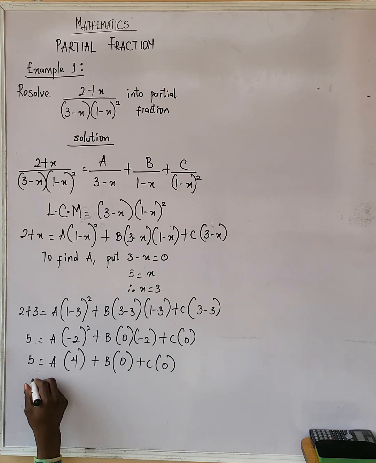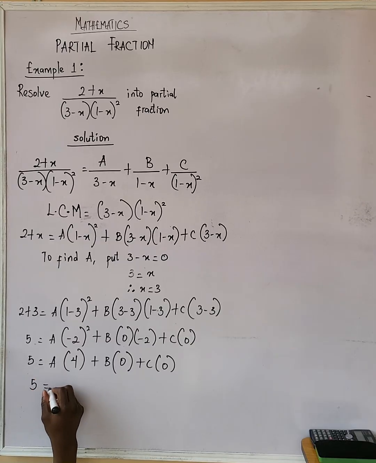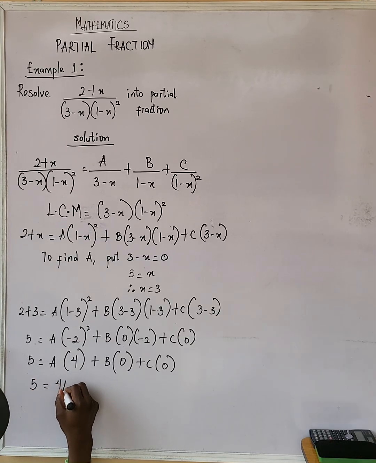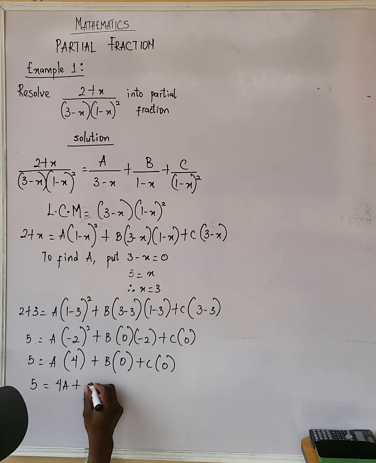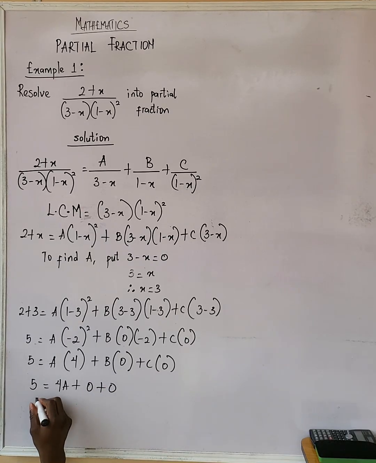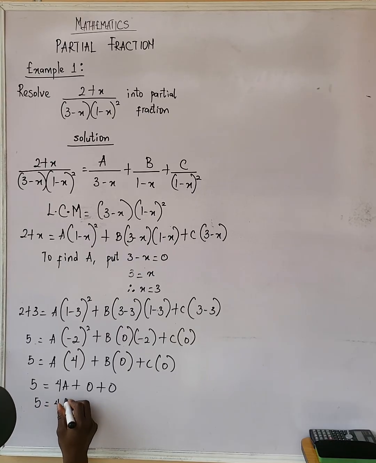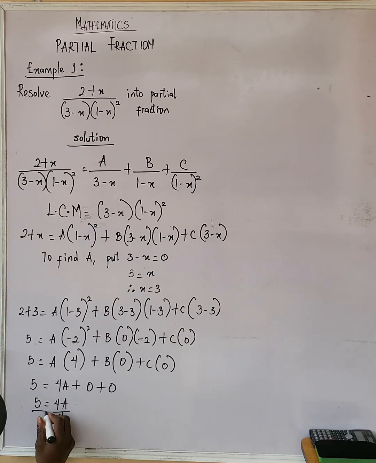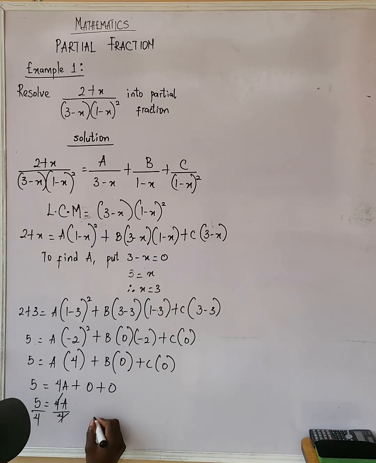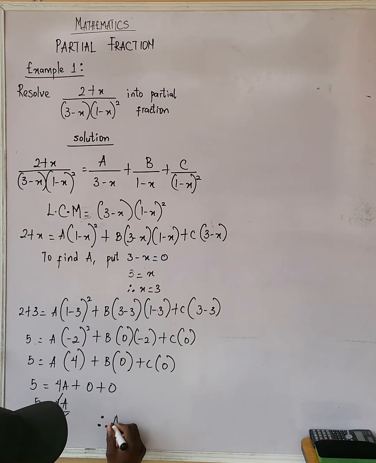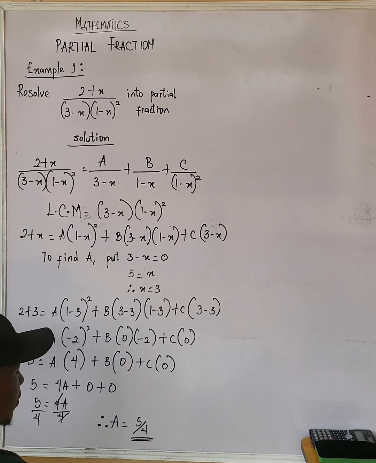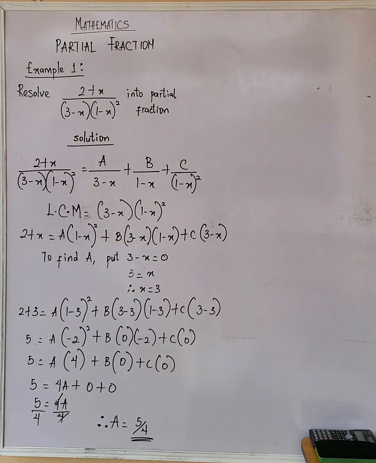I hope you understand. Then 5 equals to, a times 4 is what? 4a. B times 0 is 0. C times 0 is 0. So what do we have? 5 equals to 4a. You know we are looking for a, so we divide both sides by 4, right? Therefore, what's our value for a? Our a is what? 5 over 4. This is our value for a. I hope you understand. So that is how we got a.